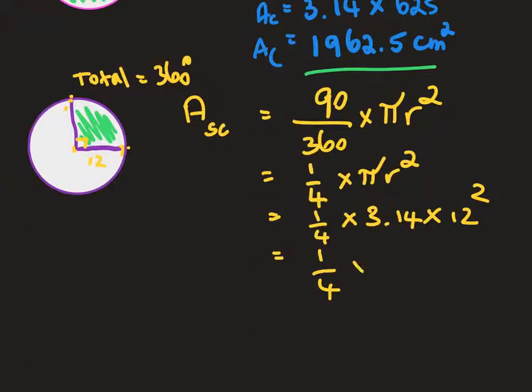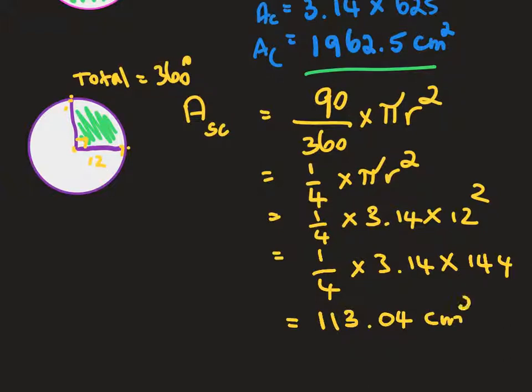So 1/4 times 3.14 multiplied by 144. And our answer here is 113.04. Let's say it's in centimeters and it's squared. So this green area here, this is the answer.